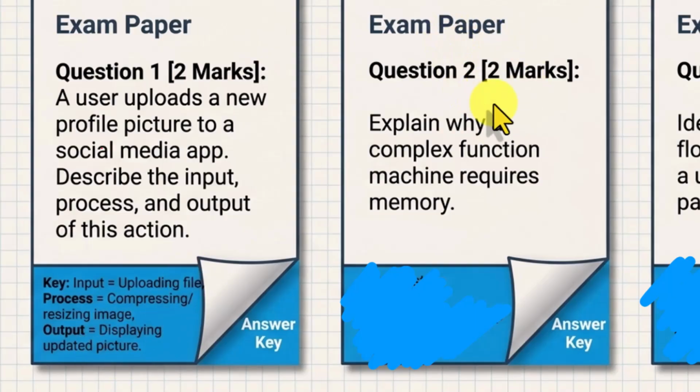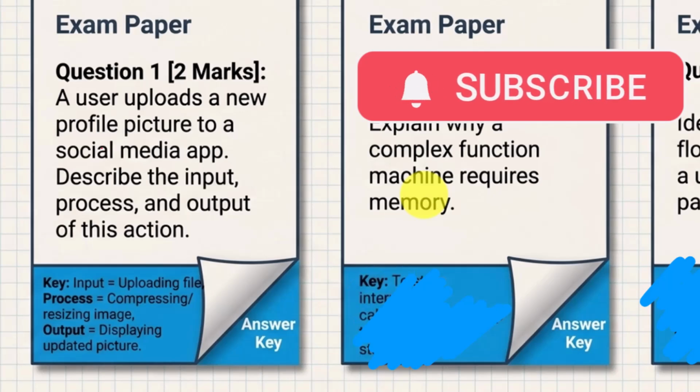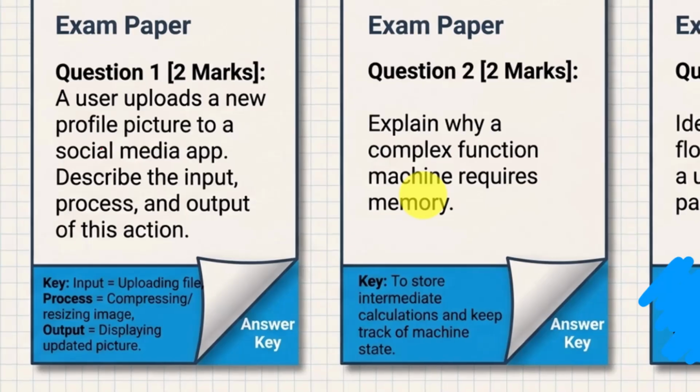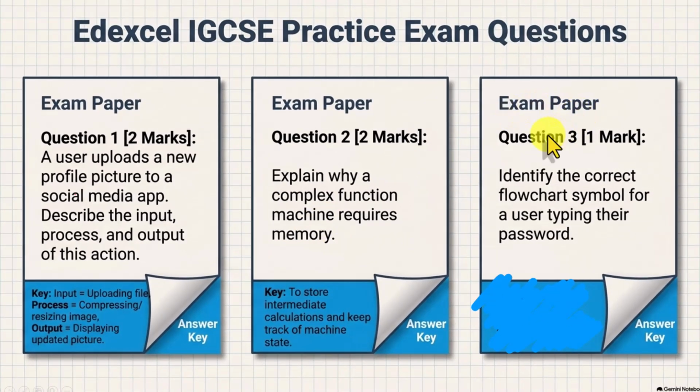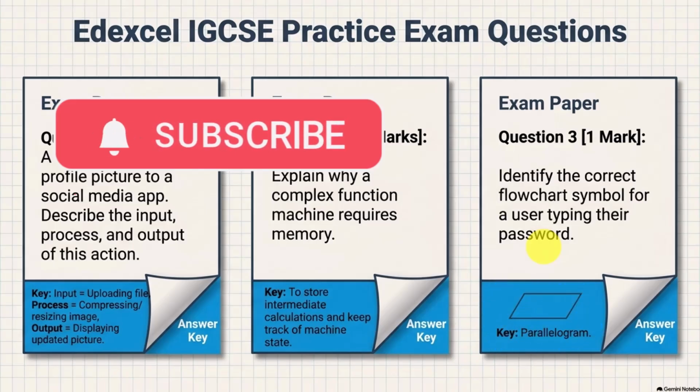Question number 2, for 2 marks: explain why a complex function machine requires memory. We answered this in the video. Pause the video, write your answer, then come back. Good. So the answer is to store intermediate calculations and keep track of machine state, or to keep the work result between steps. Question number 3: identify the correct flowchart symbol for a user typing their password. Good, that is the parallelogram.